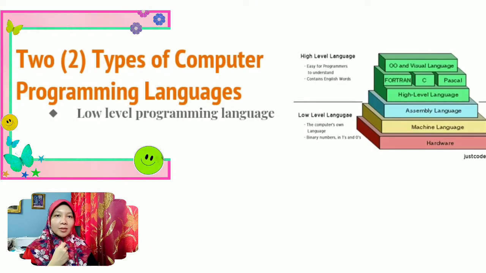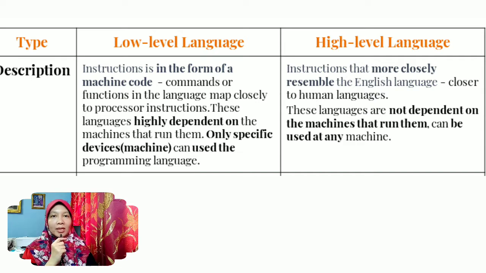There are two types of programming languages. Number one, low-level language, and number two, high-level language. Low-level language is an instruction in the form of machine code. Commands or functions in the language map closely to processor instructions. These languages are highly dependent on the machine that runs them. Only a specific device can use the programming language.